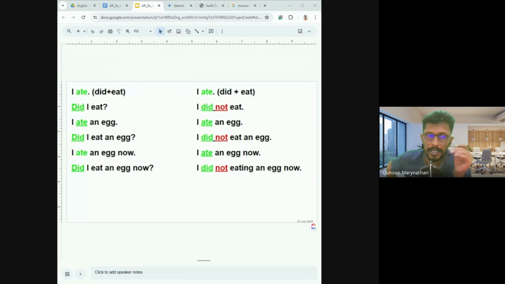First time, if you make it clear, the first time, if you can understand it, then it will be very easy. There will be no confusion. Thank you for the comment.